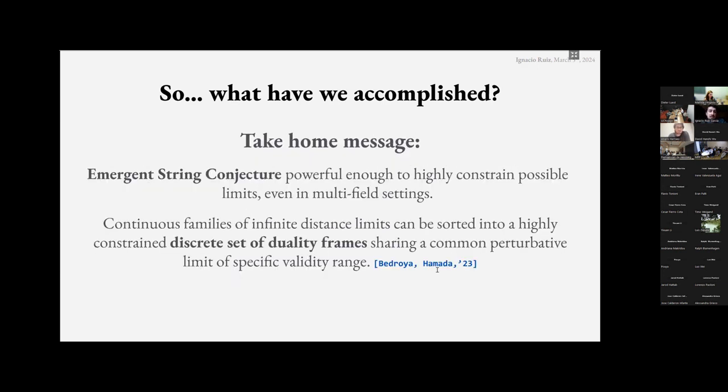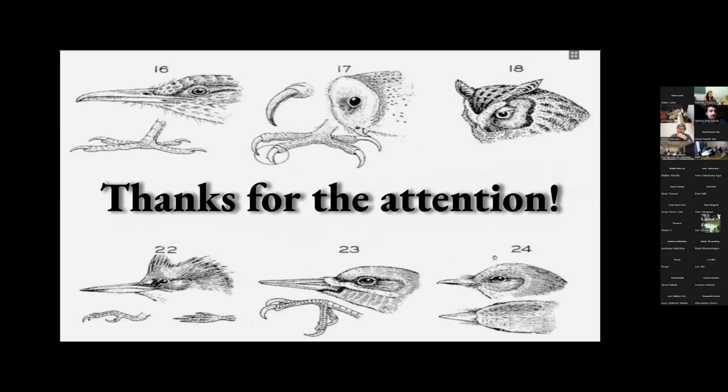So if you had to learn something from this talk, it's how strong the emergent string conjecture is for the different asymptotic limits of our theories, and also that some program using swampland dualities can be carried out to get the different possibilities in the set of possible asymptotic duality frames. This is also in line, although we do not do the same, with what Alek Bedroya and Yuta Hamada did in a paper from last year. So it seems like a promising avenue. Thanks a lot.